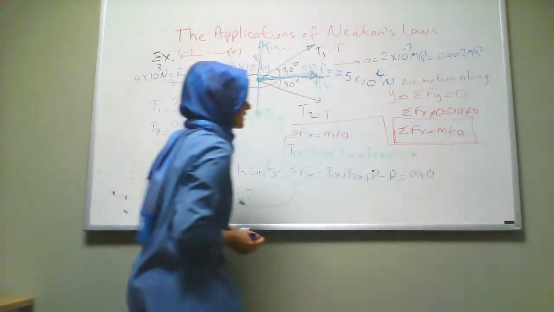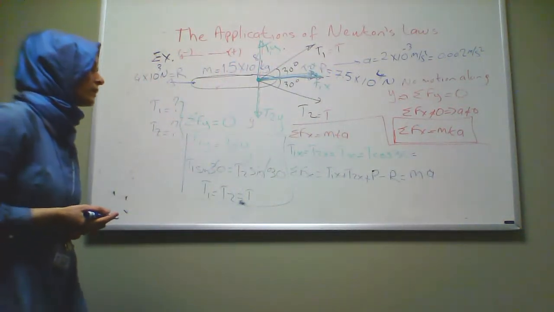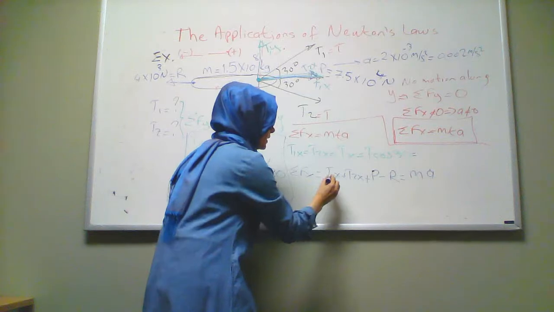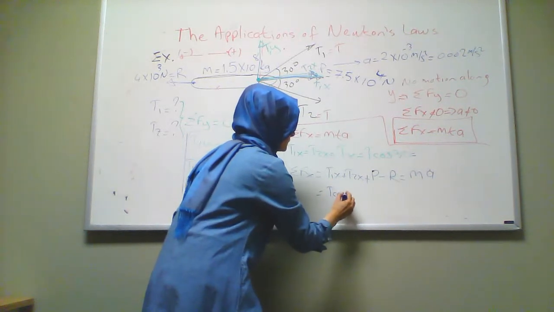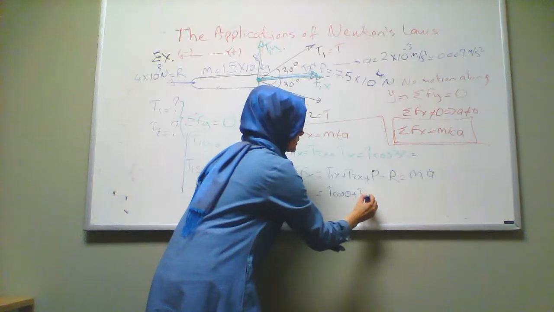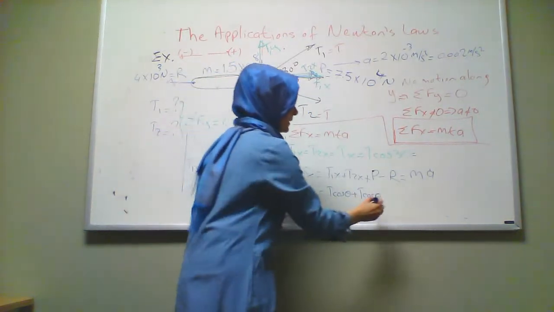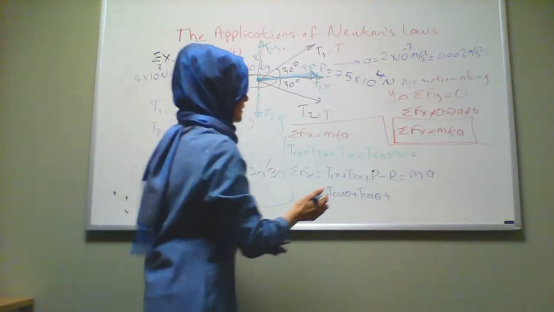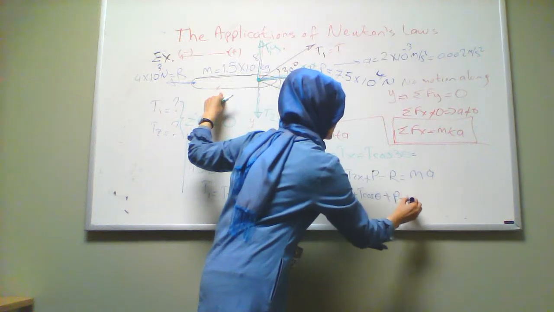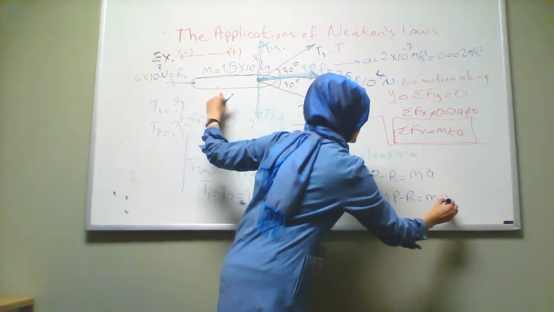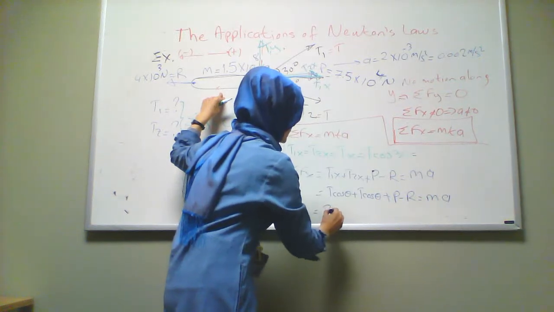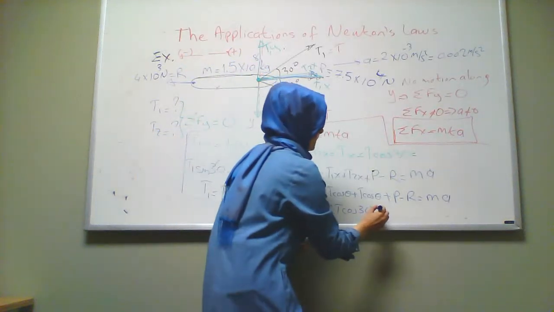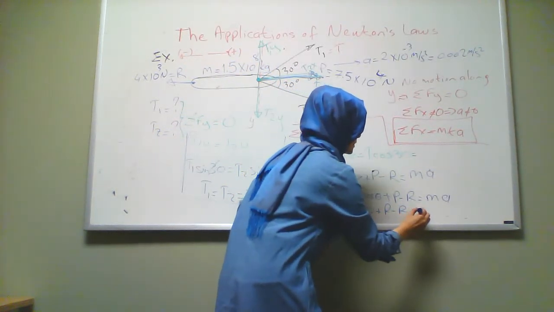Let's find T cosine theta here. Oh, we won't find it. Sorry. We'll have to leave it as cosine theta because what we're trying to find is T. So let's put the values. T cosine theta, T1x, plus T cosine theta again, T2x, plus P, we know this as a number. Let me not put the numbers in. Plus P minus R is equal to m times a. 2 times T times cosine 30 plus P minus R is equal to m times a.